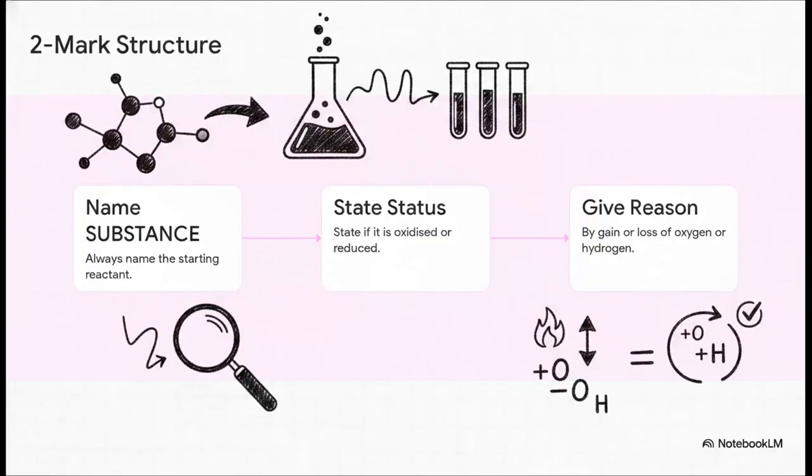To guarantee you never miss a point, let's break this down into a super simple three-step procedure. Step 1. Always name the starting reactant substance. Step 2. Explicitly state whether it is oxidized or reduced. Don't leave anyone guessing what you mean. And Step 3. Give the specific reason. For these equations, your reason will practically always be the gain or loss of oxygen or hydrogen. Hit these 3 steps and you have built an unassailable answer.